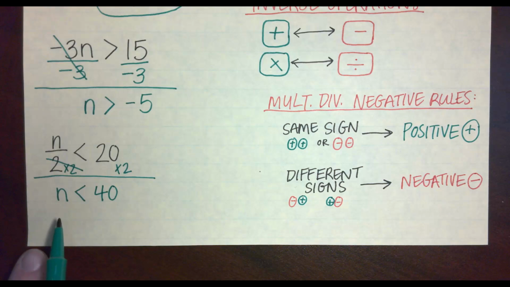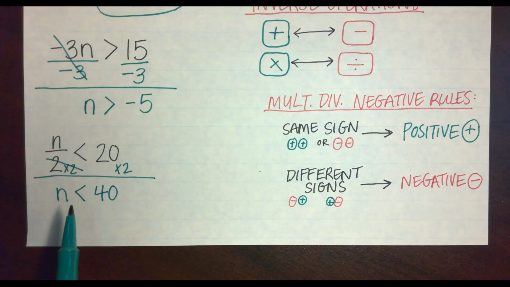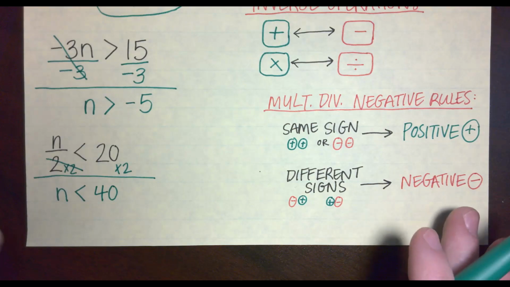So in this inequality, I know that n is any number that is smaller than 40. Any number that's smaller than 40 can be n. Can n be 40? No, it cannot. It has to be smaller than 40. So 39, 38, 37, negative infinity, anything that's smaller. All right, any questions about that?